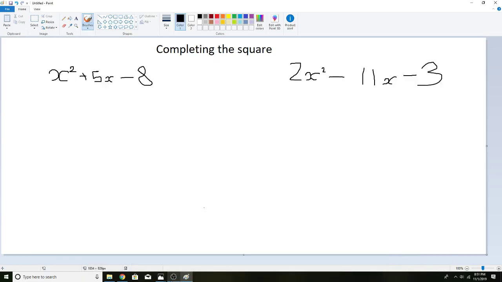Guys, I'm going to show you how to complete the square. Completing the square can be a bit weird, but I can show you how it all works. So first of all, we'll start off with the first one. Use this one, so this makes it a bit easy.